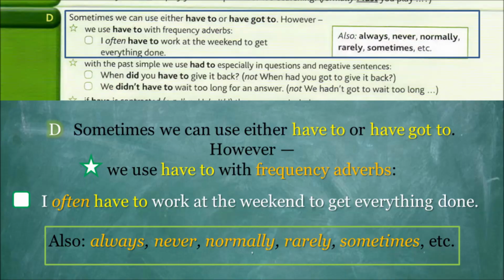D. Sometimes we can use either have to or have got to. However, we use have to with frequency adverbs. I often have to work at the weekend to get everything done. Also, always, never, normally, rarely, sometimes, etc.